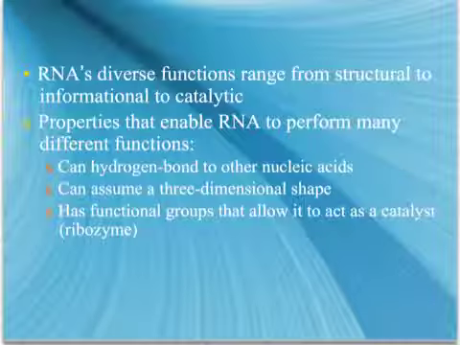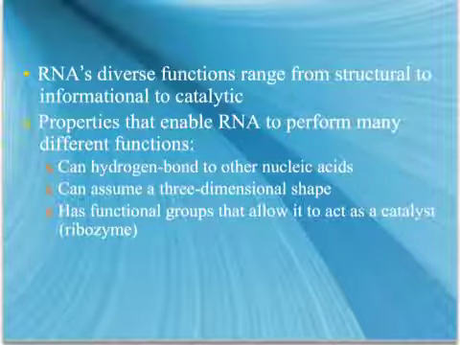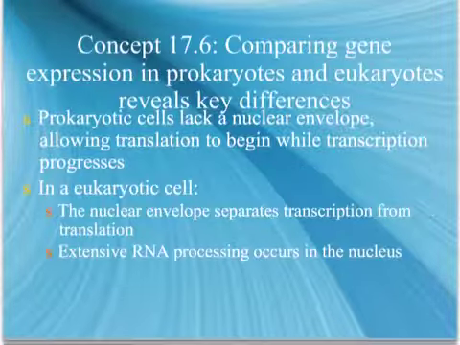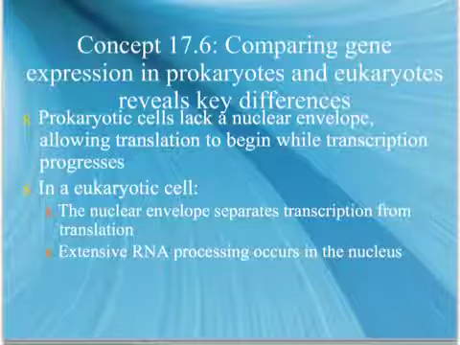Why is RNA able to do all this stuff? Number one, it can form hydrogen bonds to other nucleotides, which is a key part of this. It also can assume a three-dimensional shape, and has functional groups that allow it to act as a catalyst. That is the idea that not only proteins can act as catalysts, but also ribozymes, or RNA, can act as a catalyst as well.